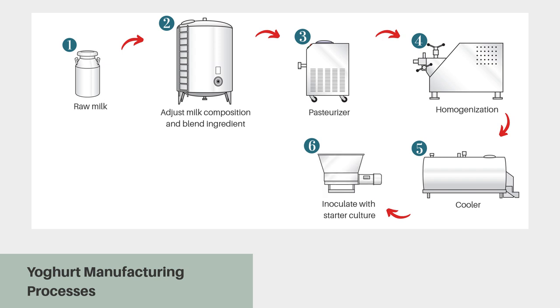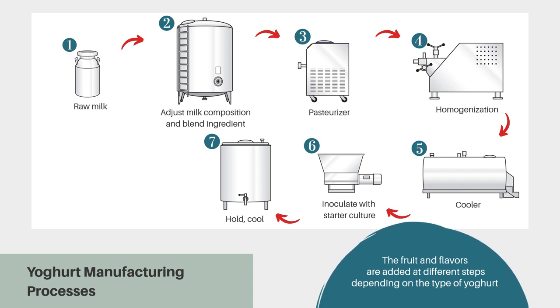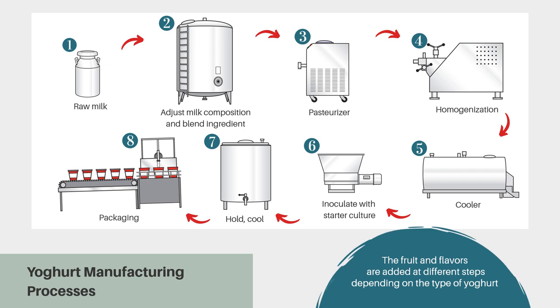Later, the milk will be held at 42 degrees Celsius until a pH of 4.5 is reached. This allows the fermentation to progress to form a soft gel and the characteristic flavor of yogurt, and this process can take several hours. The yogurt is also cooled to 7 degrees Celsius to stop the fermentation process. Also, the fruit and flavors are added at different steps, depending on the type of yogurt. And lastly, the yogurt is pumped from the fermentation vat and packaged, as desired.